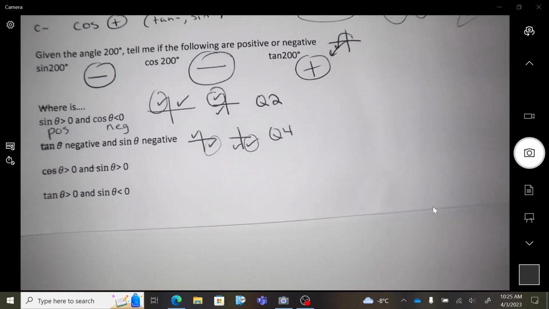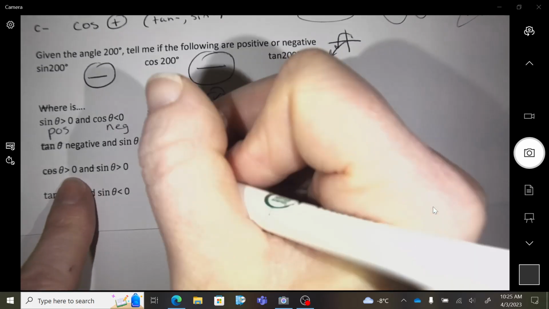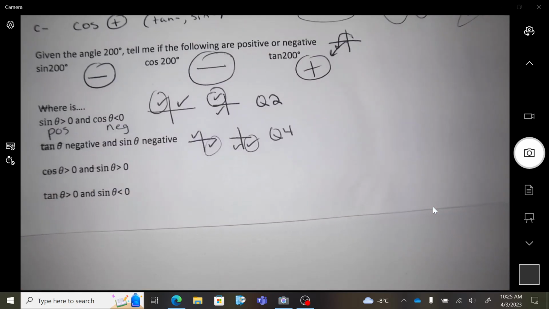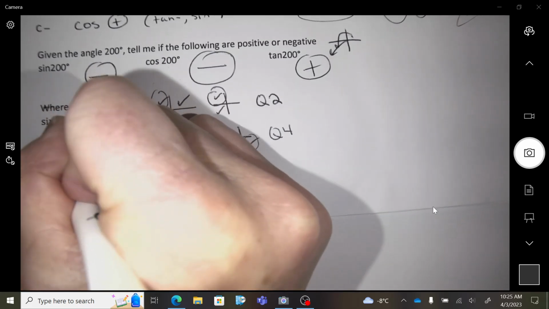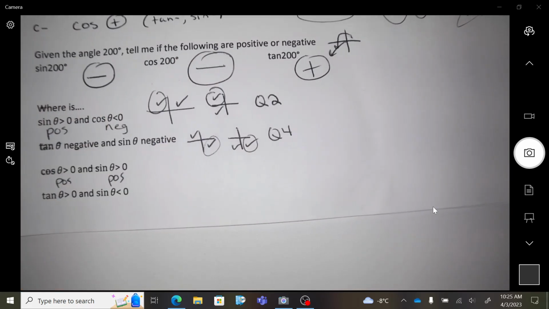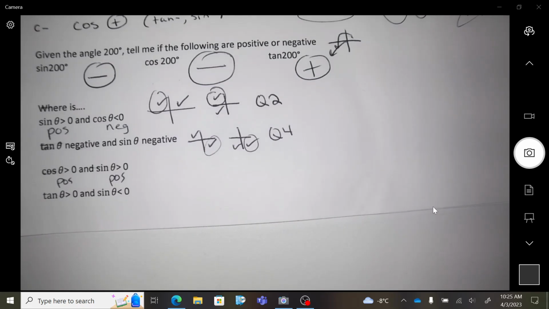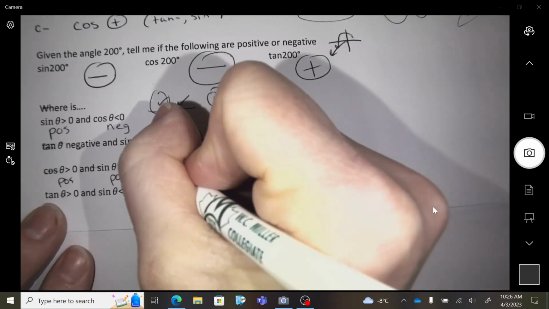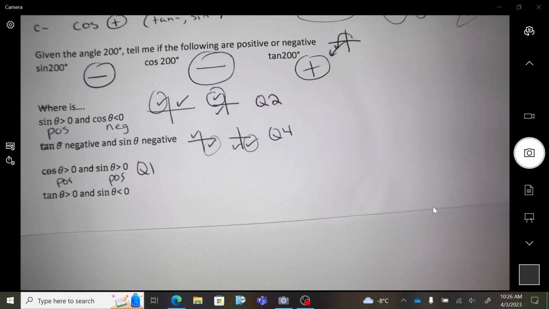Okay, do you want to see if you can do the next two on your own? Actually, I'm not even going to draw a picture on the next one. Cos is positive and sine is positive. Which quadrant could that only be? Quadrant 1. That's the only quadrant where there's multiple things that are positive, right?